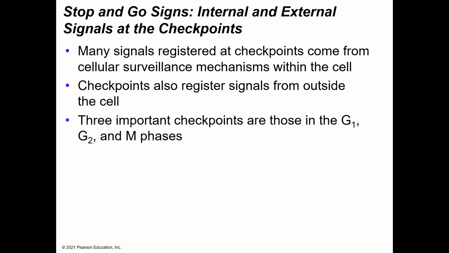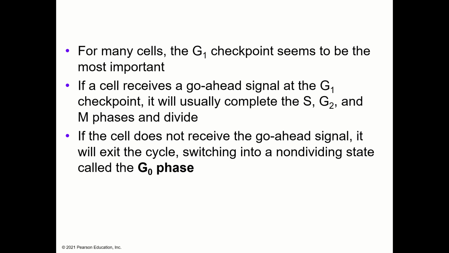Stop and go signs, internal and external signals at the checkpoints. Many signals registered at checkpoints come from cellular surveillance mechanisms within the cell. Checkpoints also register signals from outside the cell. Three important checkpoints are those in the G1, G2, and M phases. For many cells, the G1 checkpoint seems to be the most important. If a cell receives a go-ahead signal at the G1 checkpoint, it will usually complete the S, G2, and M phases and divide.